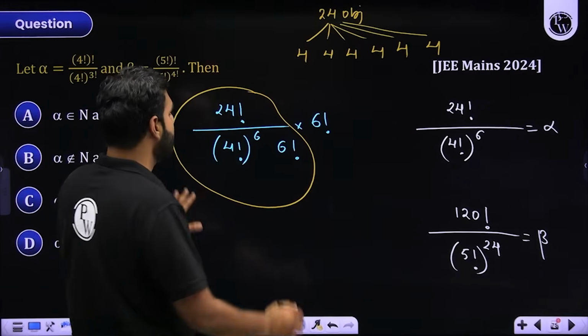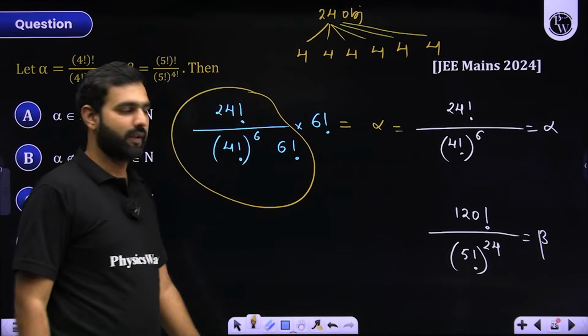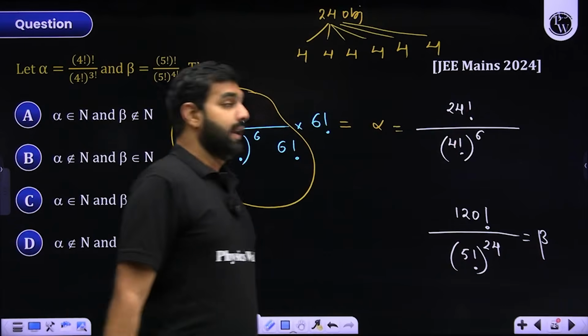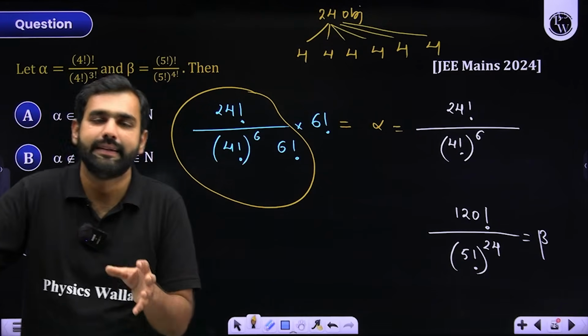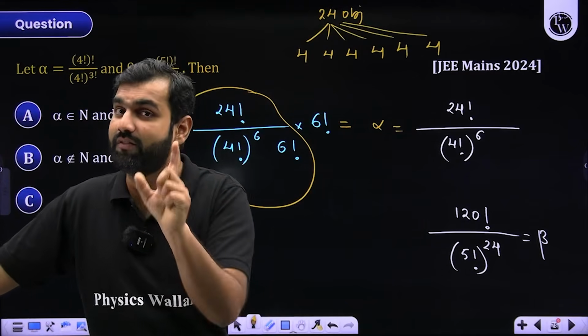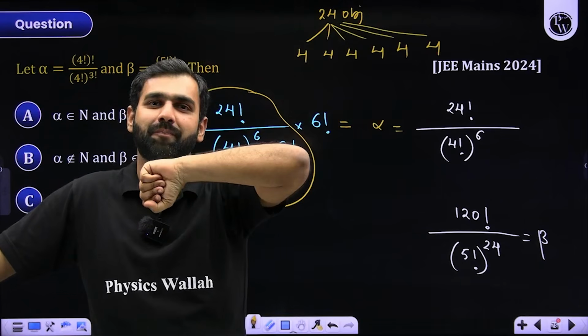I repeat, this is nothing but what? This is still alpha only. Are you getting it very clearly? This is still nothing but alpha. Why am I stating this? It is the number of ways in which you can divide 24 objects into 6 groups of 4, 4, 4 each.